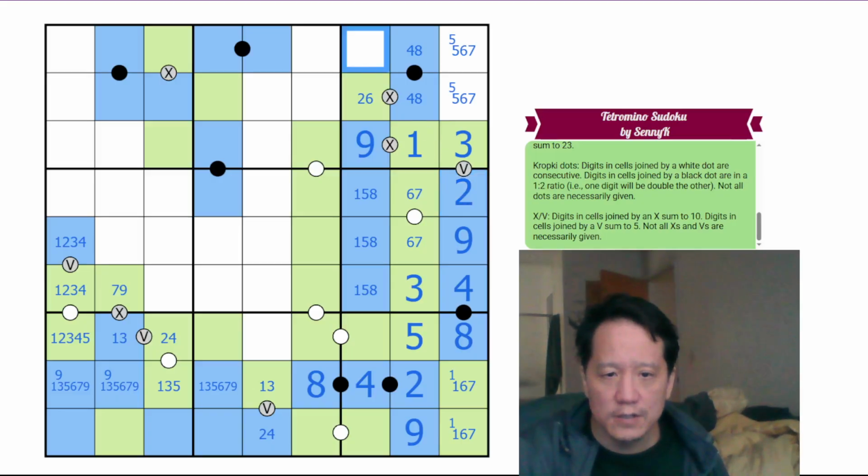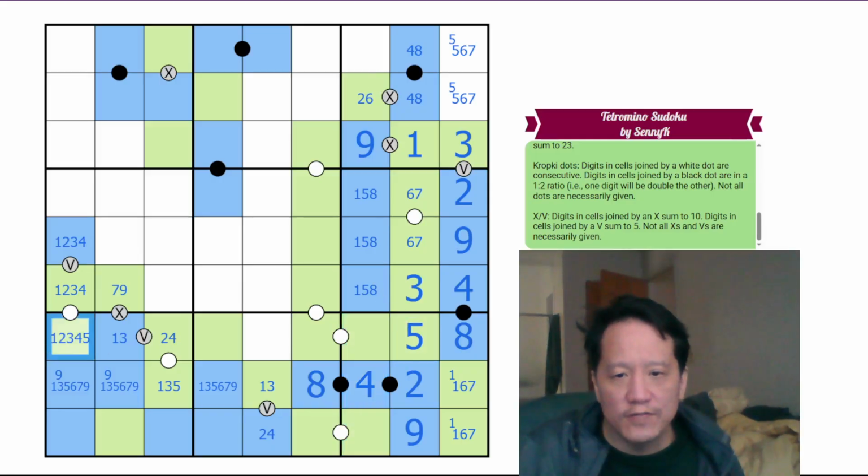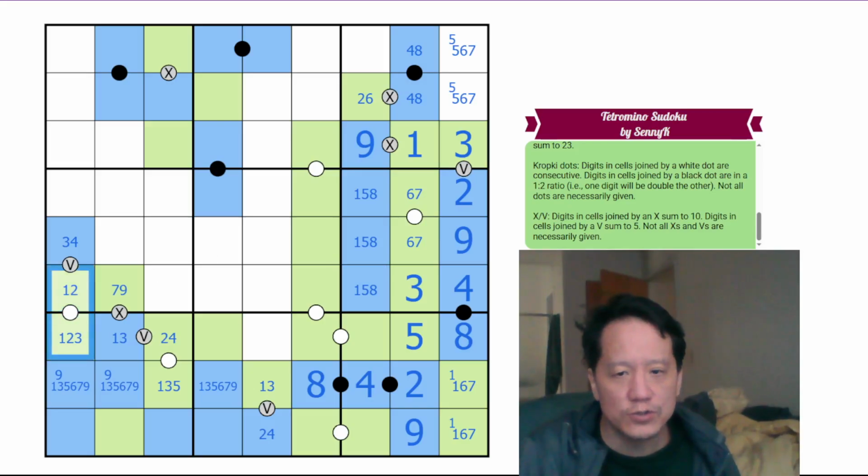This then, 5 eliminates 5 here. This can't be 3 or 4 because of 3 or 4 in the row. So this is not 1 or 2 to add up to 5 here. Therefore, this can't be 4. One of these is guaranteed to be a 2. We're not sure which.